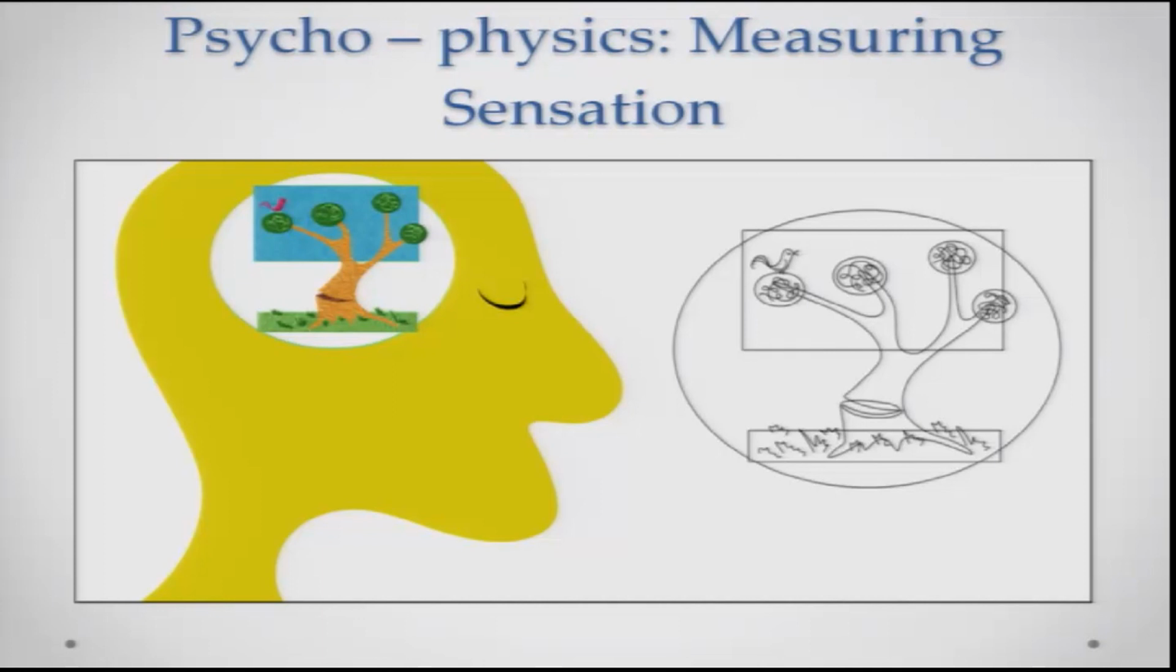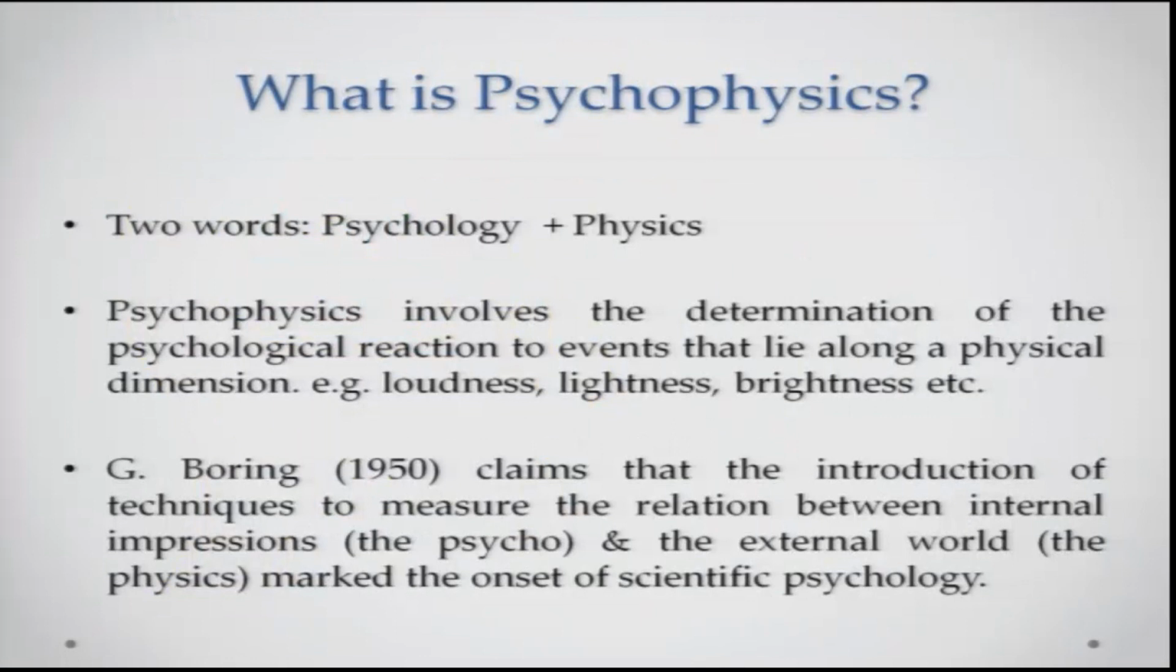So, what is psychophysics? Psychophysics is actually about measuring these different sensations, measuring the inputs that are coming from the various senses. Psychophysics, as the name says, is psychology plus physics. It basically involves the determination of the psychological reaction to events that lie along a physical dimension. So, changes in loudness, changes in brightness, lightness, changes in pressure, temperature, those kinds of things, and how do we really experience them. That is pretty much what the discipline of psychophysics is about.